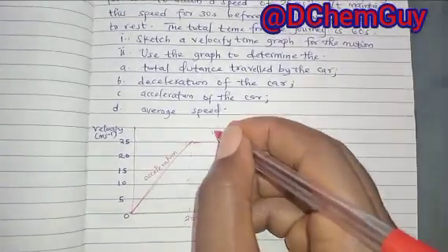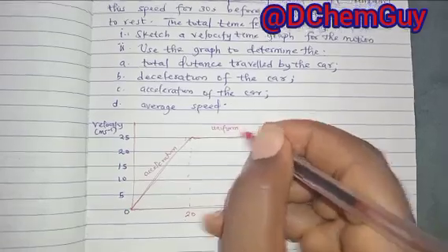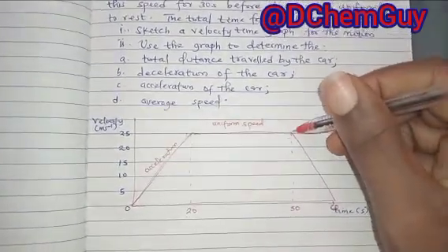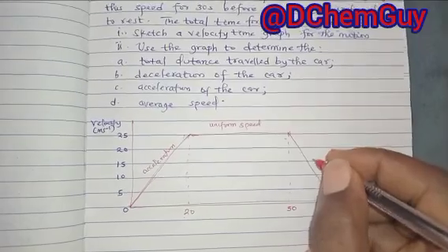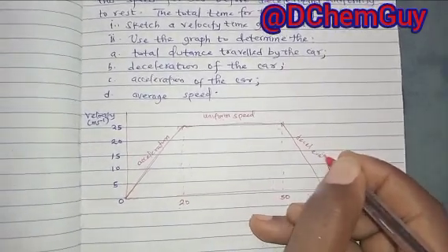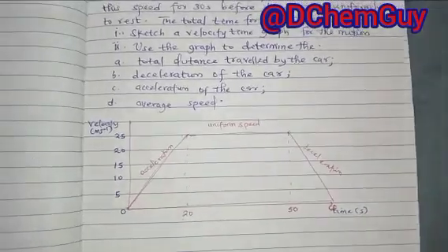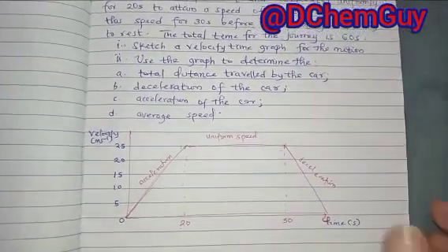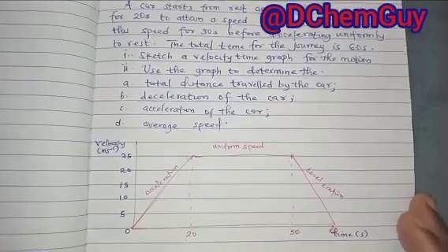Now this is your uniform speed or velocity. Now from here to here is your what? Retardation or deceleration, or retardation. Okay, good. Now let's solve the problem.